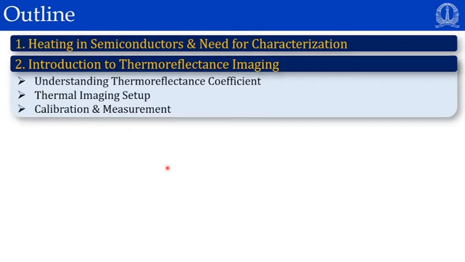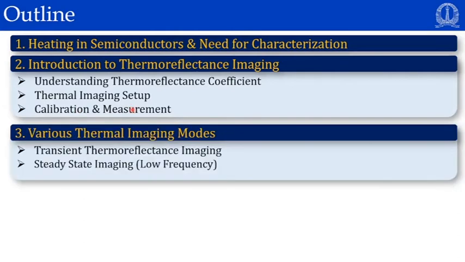In the introduction to the thermo-reflectance imaging technique, we'll try to understand the key central concept in this imaging technique, that is the thermo-reflectance coefficient. After gaining an understanding of the thermo-reflectance coefficient, we'll talk about the thermal imaging setup, various components that are involved and how they interact with each other and how they enable us to carry out a thermal imaging measurement. Then we'll talk about the measurement flow, which begins with the calibration process, and after calibration we'll talk about the various measurement modes.